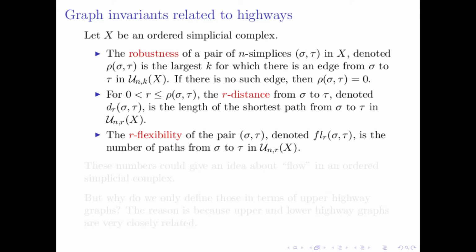And finally, the r flexibility of a pair, which we denote by FLR sigma tau, is the number of paths from sigma to tau in U and R of X. So, in other words, in how many ways can you get from sigma to tau through that graph? Now, these numbers could give you an idea about flow.